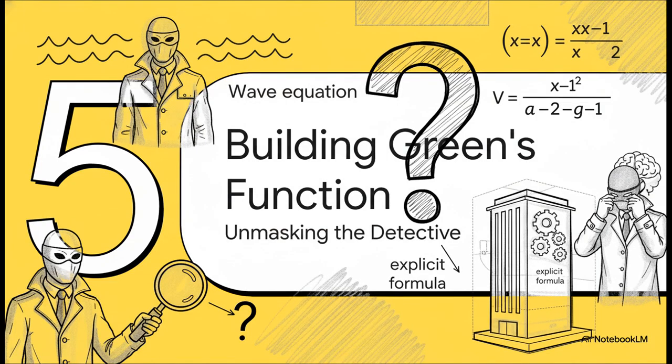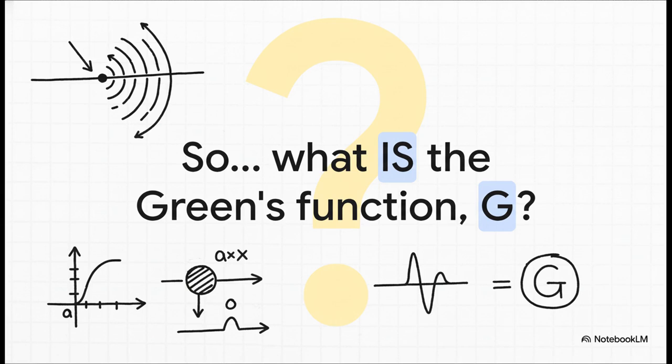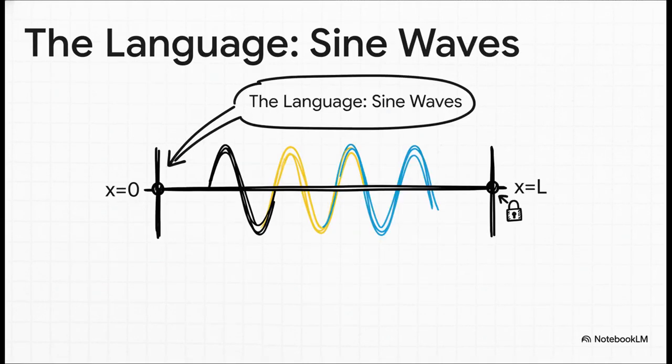This is awesome. We have a formula for the solution, but it depends on g. We know what g does, but we still don't know what it is. It's time to unmask our detective and find the explicit formula for the Green's function itself. So let's just ask the question straight up. We know it's the ripple from a single tap on the string, but what does that ripple actually look like mathematically?